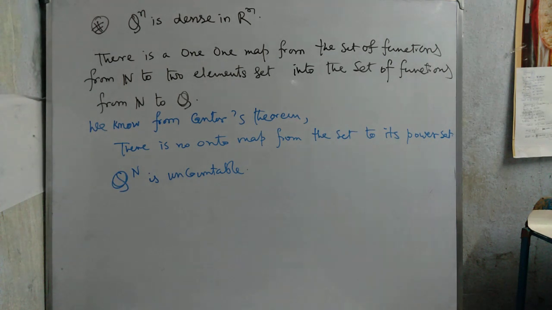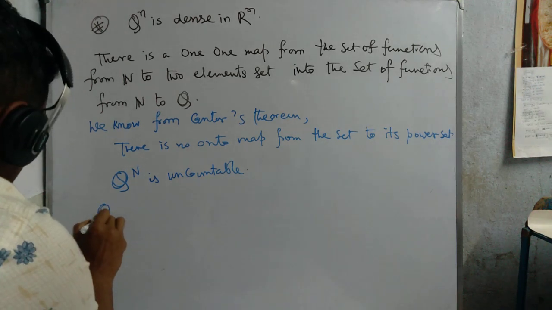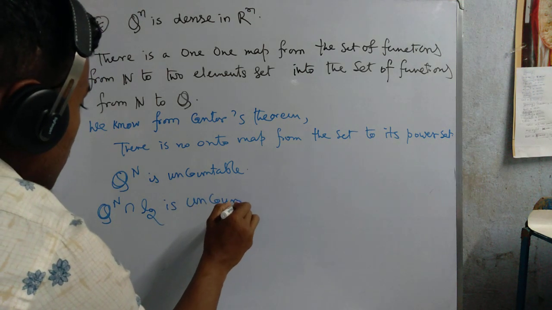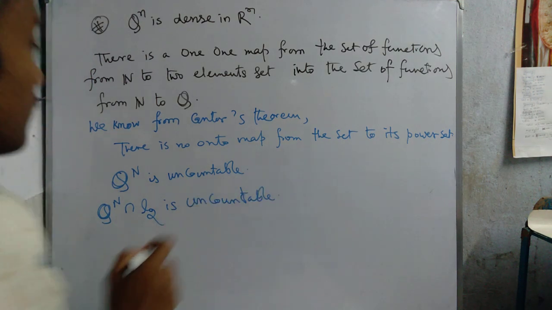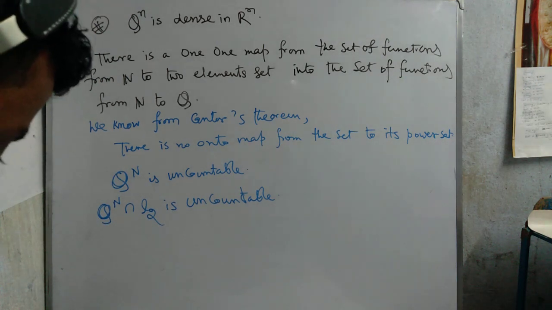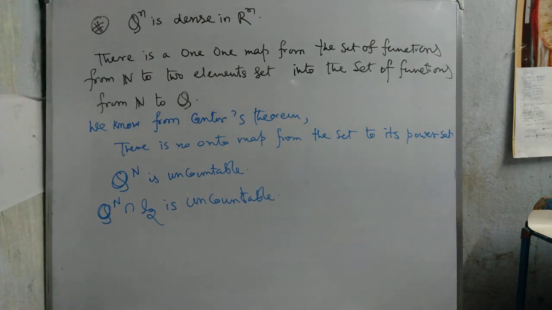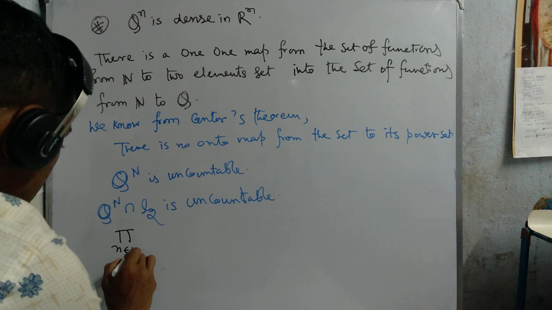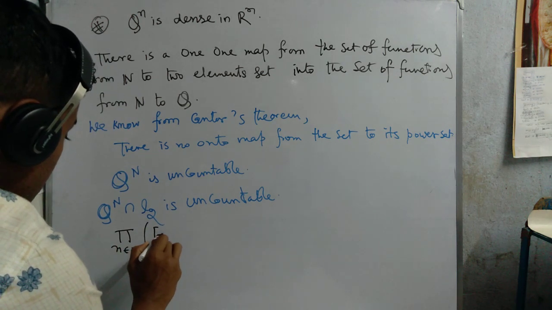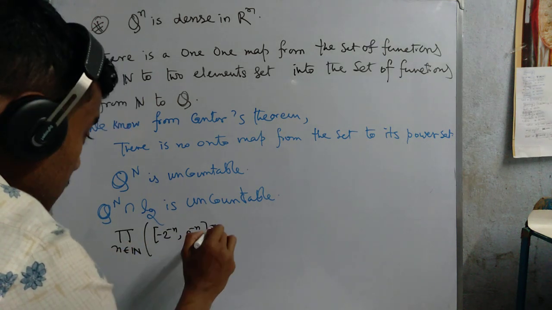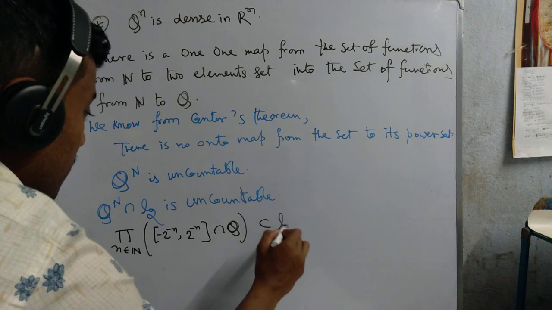So now we discuss that Q to the power n intersection L2 is obviously uncountable. Now we also construct another set which is important for us, and we also discuss this set: the product over n belonging to N of the interval from minus 2 to the power minus n to 2 to the power minus n, intersection Q, a subset of L2.